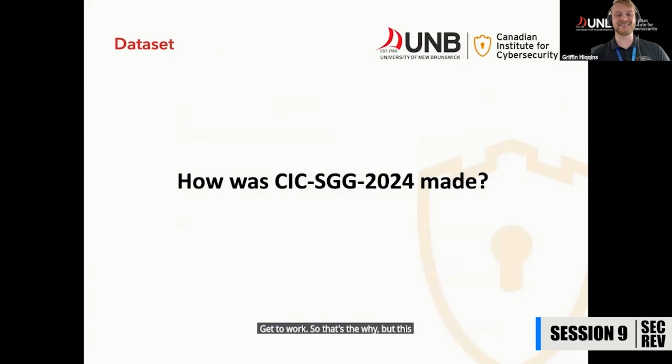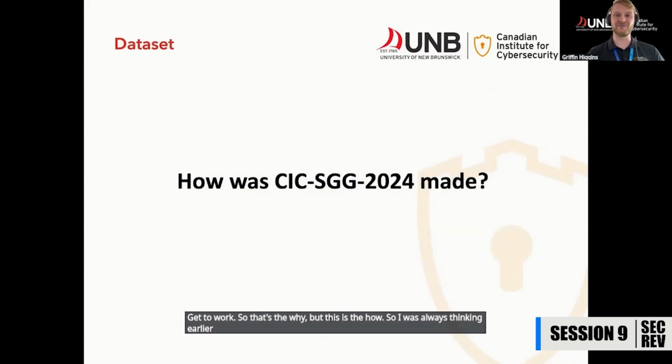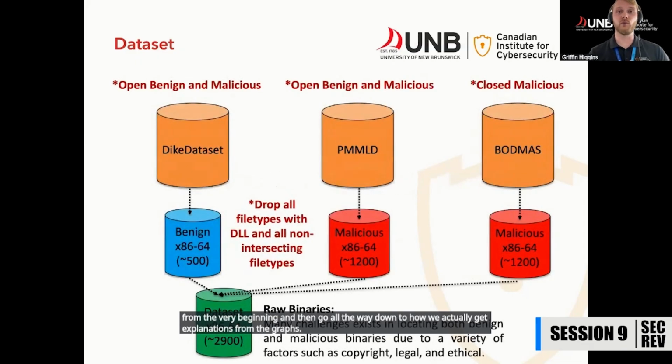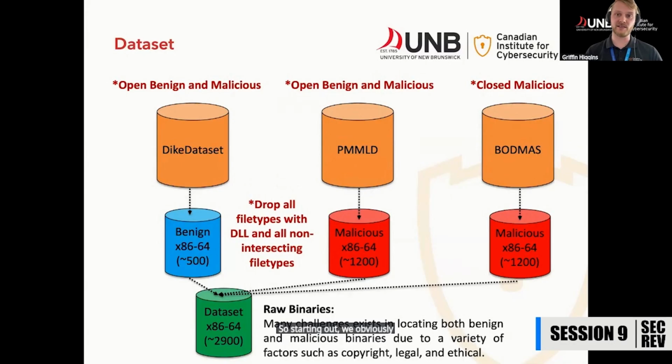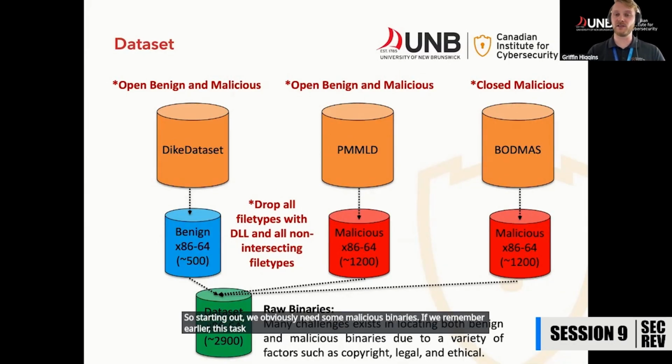So I was always thinking earlier about the old Discovery Channel, how it's made. We're going to start from the very beginning and then go all the way down to how we actually get explanations from the graphs. So starting out, we obviously need some malicious binaries. If we remember earlier, this task of if something is malicious or not, we need a binary to start with.